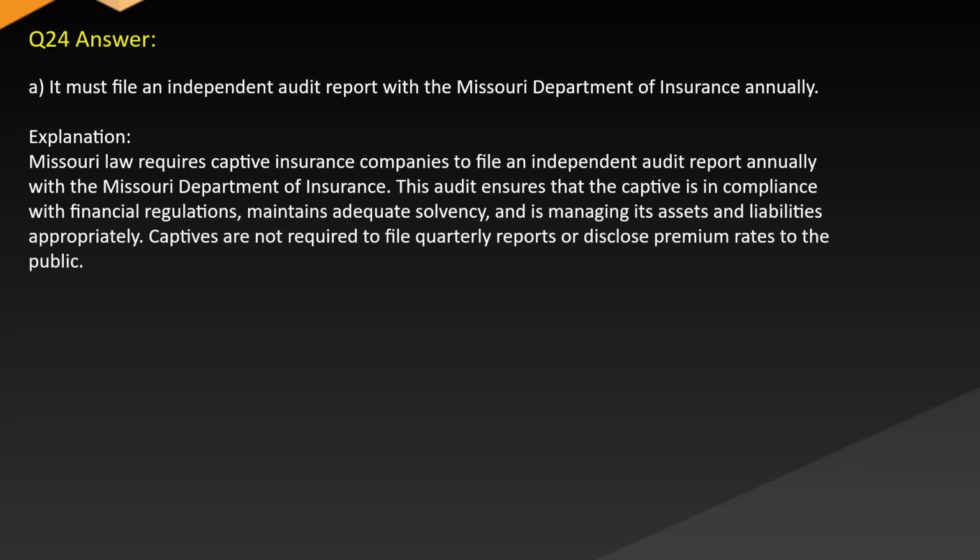Answer: A. It must file an independent audit report with the Missouri Department of Insurance annually. Explanation: Missouri law requires captive insurance companies to file an independent audit report annually with the Missouri Department of Insurance. This audit ensures that the captive is in compliance with financial regulations, maintains adequate solvency, and is managing its assets and liabilities appropriately. Captives are not required to file quarterly reports or disclose premium rates to the public.